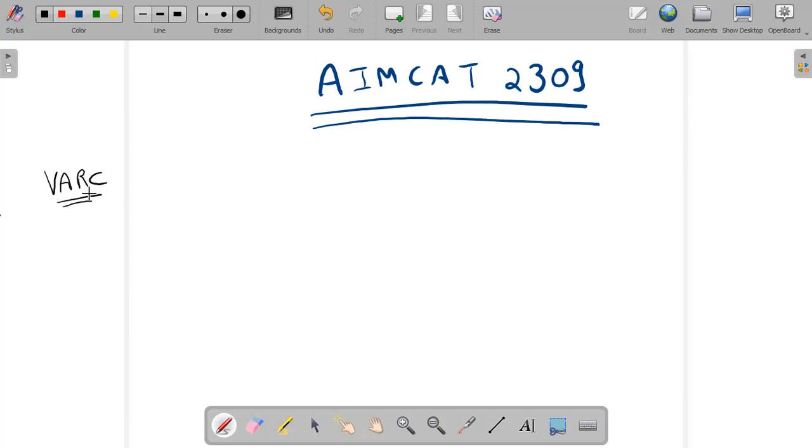Obviously, the pattern is the same in this Aimcat. There are four RCs with four questions each, and the rest of the questions, the eight questions, were from the VA. So quite similar to what we are getting in different series, and according to the last year's CAT also.